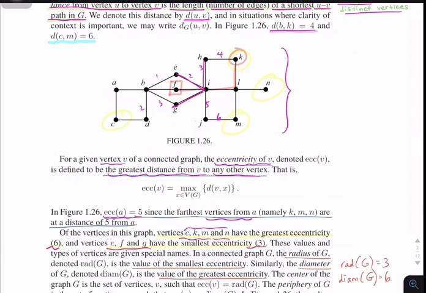And so some more vocabulary. The radius of a graph is the value of the smallest eccentricity. So in our example, that would be 3. And the diameter of a graph is the value of greatest eccentricity. So in our example, that would be 6.